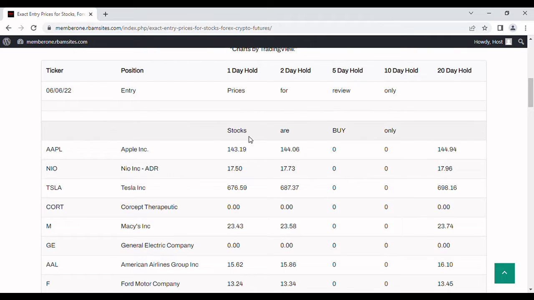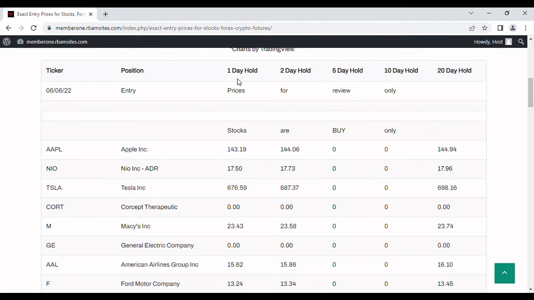If we move down here and we take a look at this sheet, what we're looking at is algorithmically generated entry prices for stocks. We also have forex, futures, and cryptocurrencies, but let's take a look at the stocks. Here's Tesla here. This is for today, the 6th of June. Everything on here is a recommended price to follow. None of these should be followed blindly. You have to do your own analysis.